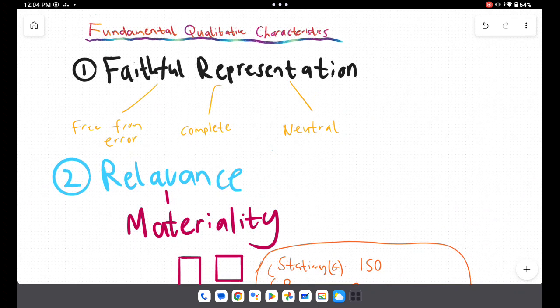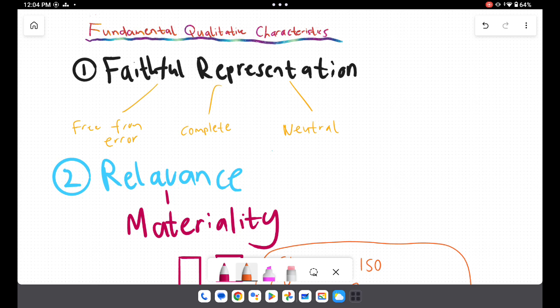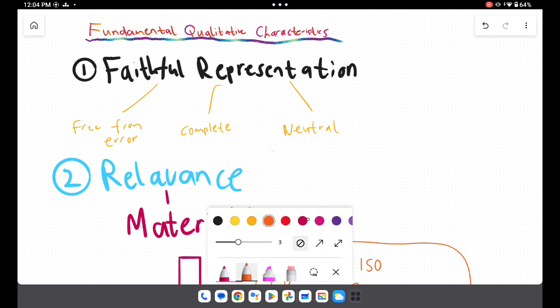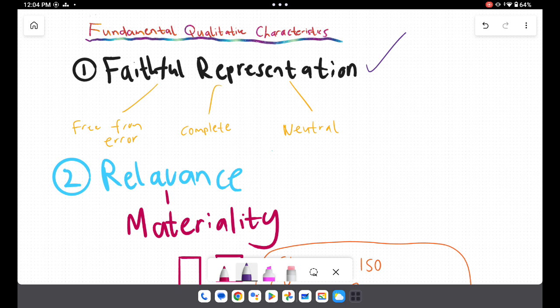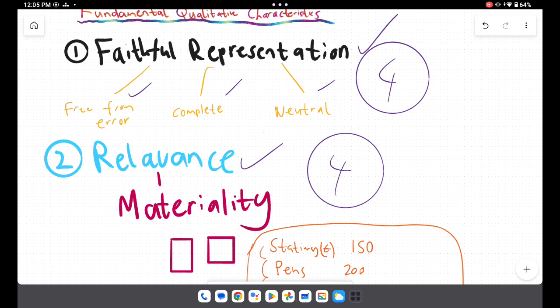They say list. So remember, I'm emphasizing this as very important because I don't want you to put these things in here when they say list. It is correct, but when they say list, they want this. Okay, so if they say list, you put faithful representation, you put relevance. If they say list and explain, or explain the fundamental quality characteristics, you'll say faithful representation and explain it. This is 4 marks, as you can see. You do this, you can get 2 marks each, 4 marks. So that's how you do fundamental qualitative characteristics of financial information.